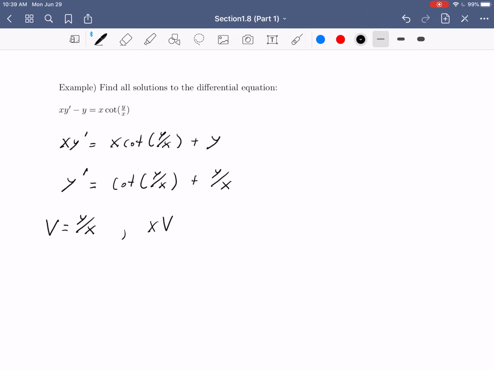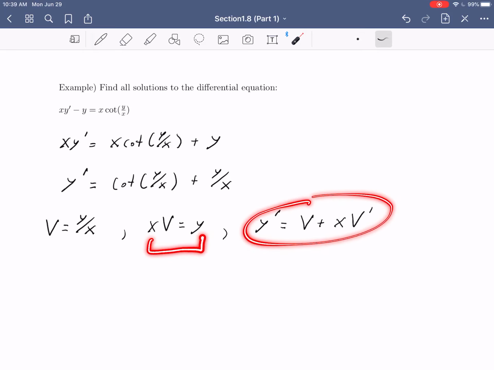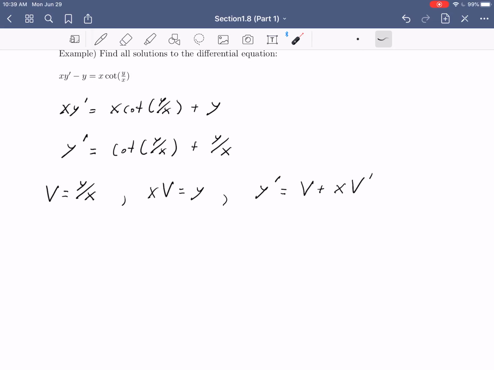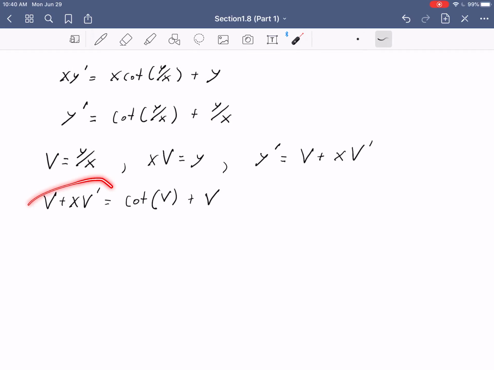We have xv = y. And then I will start shorthanding: y' is going to be v + xv'. Again, getting that is just applying the product rule for the derivative. So let's plug that in. We'll pop this in over here. So we get v + xv' = cot, and this y over x is going to be a v. And this guy right here, that y over x, is also going to be a v. So we have this differential equation.